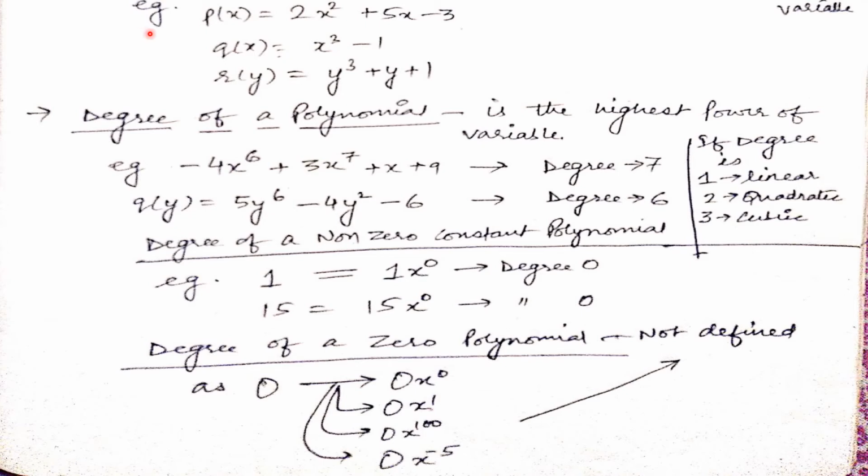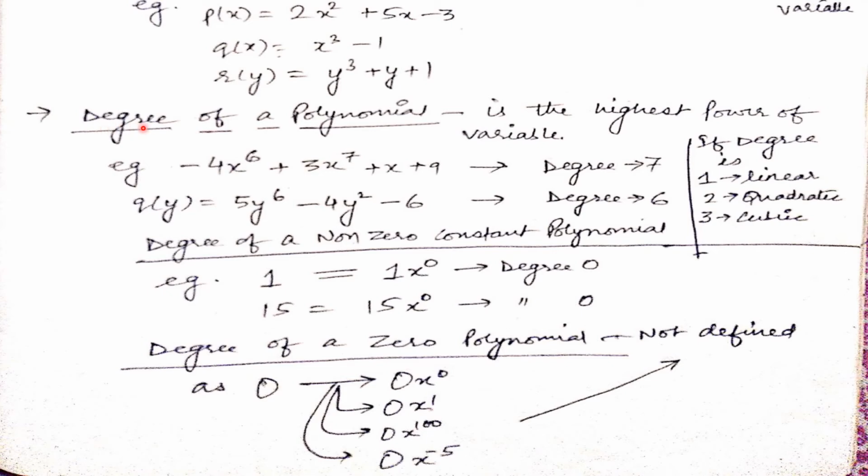Now I have given some examples. Suppose the equation is 2x square plus 5x minus 3. We can see the variable is x, so we named it as p(x). You can name it as h(x), you can name it as r(x), but the main thing is this x. It shows the variable is x. Similarly, x cube minus 1 I named as q(x). y cube plus y plus 1 I named as r(y). Got it?